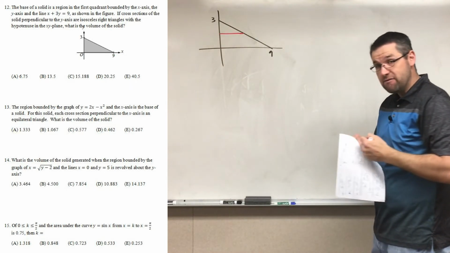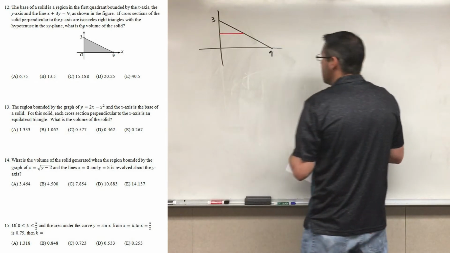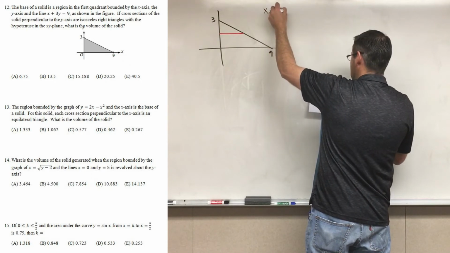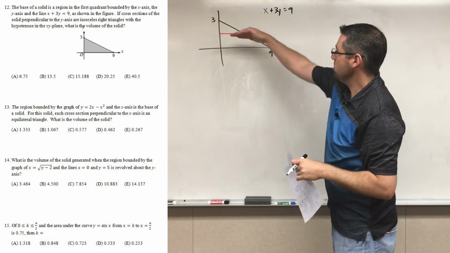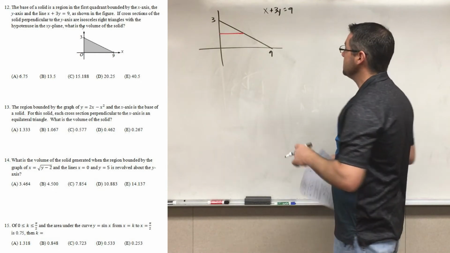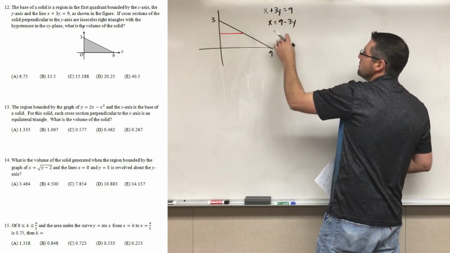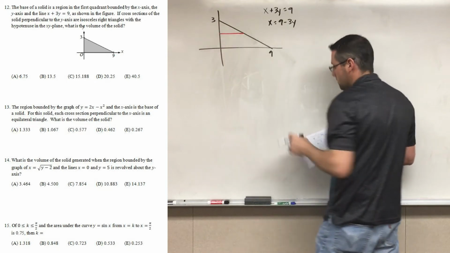So before I go any further, I know that I need to take my equation and put it in terms of y. So x plus 3y equals 9. I need to solve for x because we're perpendicular to the y-axis. That's always the case. So we're going to solve for x. We get x equals 9 minus 3y. So this expression represents the distance from the y-axis to the curve there.